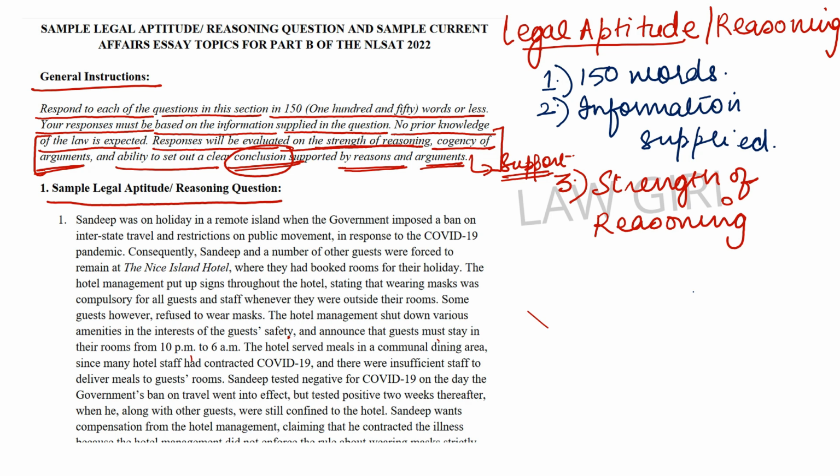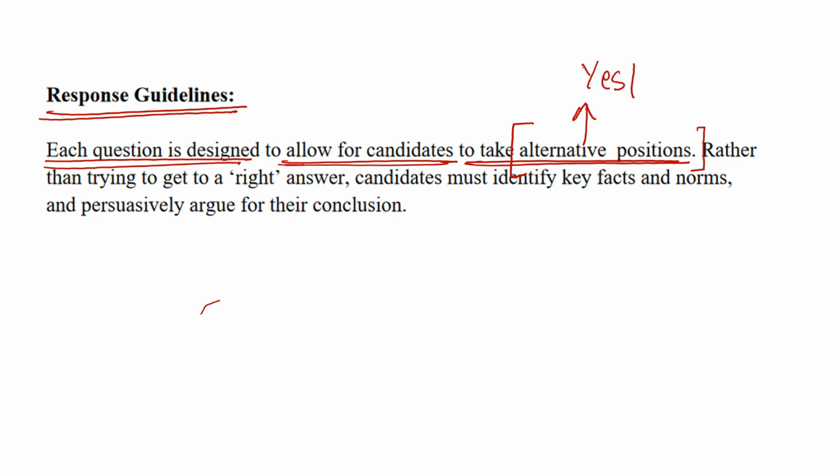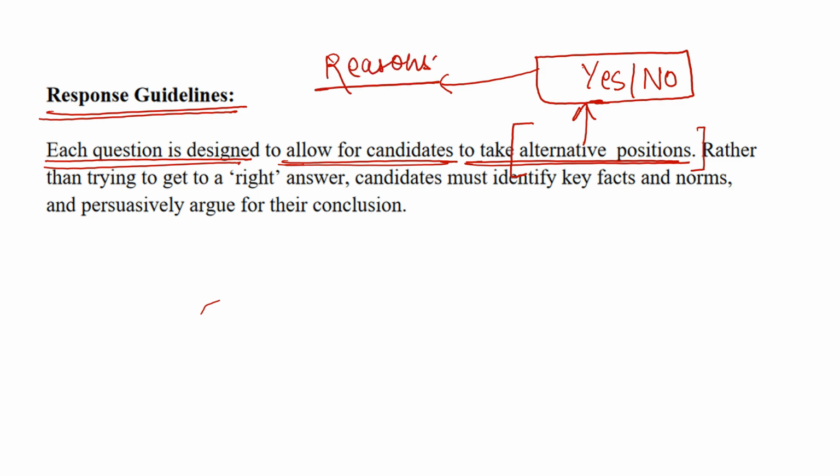Now for these types of questions, they have talked about the response guidelines. Each question is designed to allow candidates to take alternative positions. That is why I was saying there is no yes or no. You cannot say just yes or no. You need to come up with reasons. Rather than trying to get to a right answer, candidates must identify key facts.